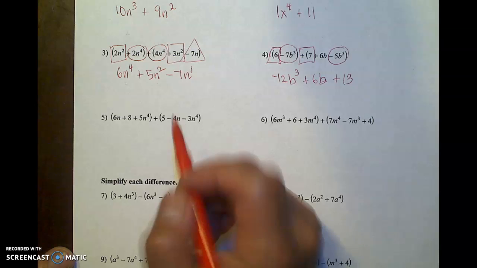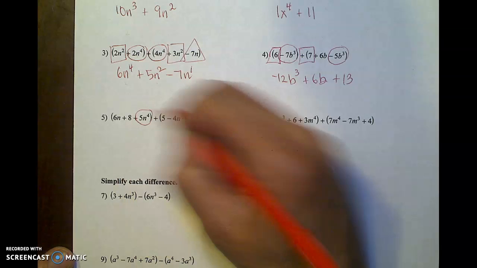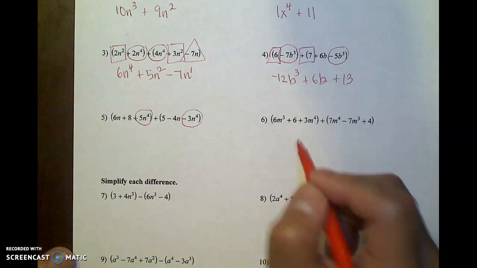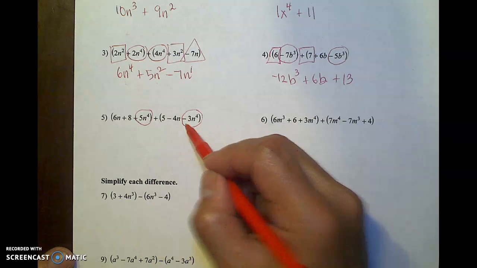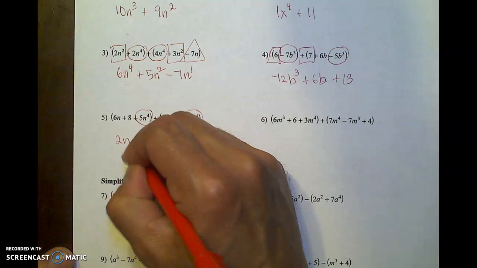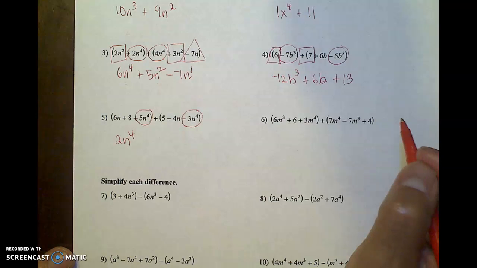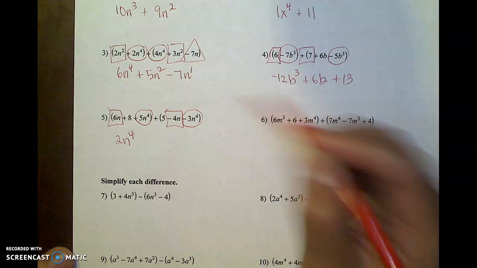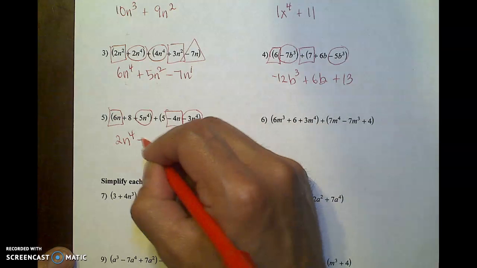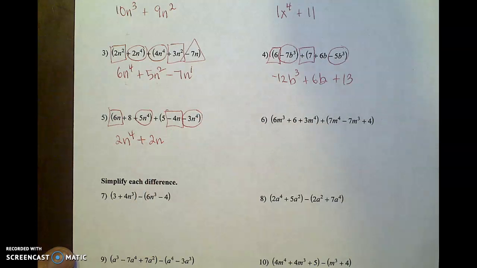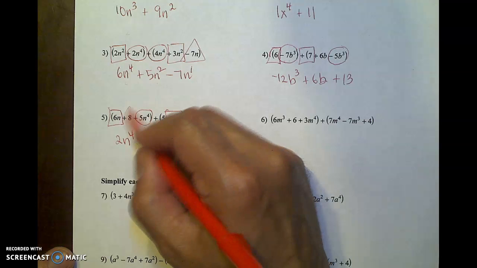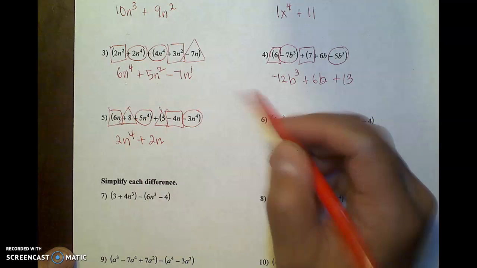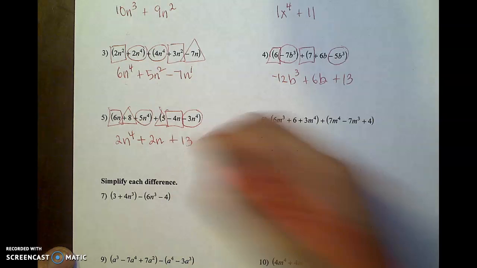Number 5, I have an n to the fourth and another n to the fourth. Combine those to get 5, and a negative 3 is a positive 2 n to the fourth. We've got 6n and a negative 4n to get a positive 2n. And I have an 8 and a 5. Combine those to get 13.